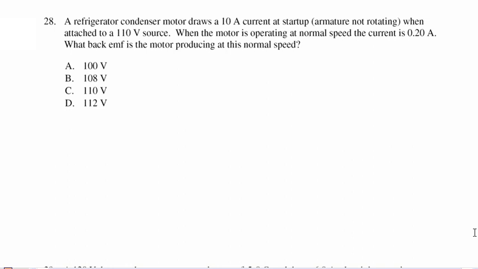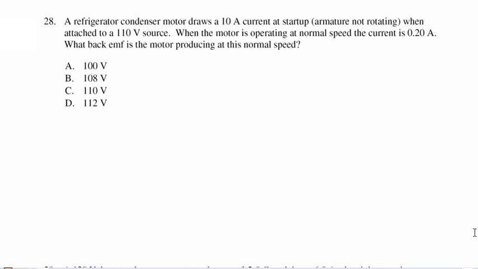For these ones, we're going to split our page. We're going to look at what the motor's doing when it's trying to start, and then what it's doing when it's running full. So it says a refrigerator condenser motor draws a 10 amp current at startup, so that's quite a bit of current. That's when it's trying to run but hasn't got going yet, when it's attached to a 110 volt source. When it's at normal operating speed, the current is only 0.2. It's way down. Looks like it's about 50 times less.